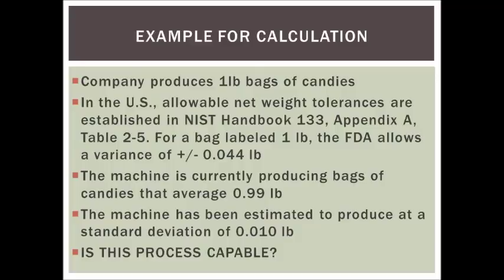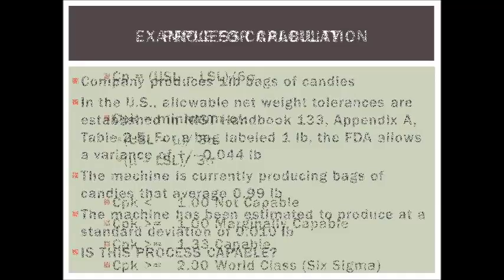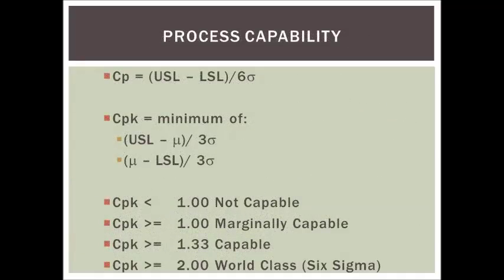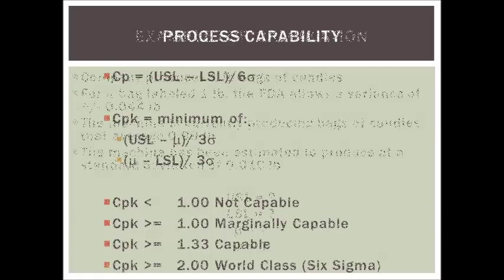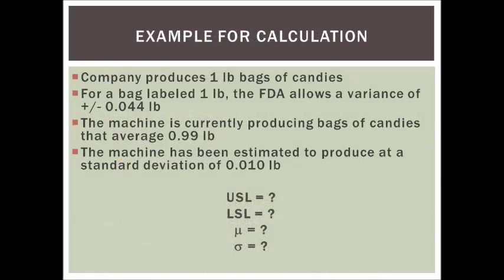And the first question that we're going to ask here is, is this process capable? So let me remind you of the formulas that we have for calculating process capability. We've already seen these formulas before, and these are the formulas that we're going to use to calculate the process capability. And I've actually given you in the problem statement all of these different numbers. So what I'd like you to do now is pause the video and figure out what all of these variables are that we are going to be using in these formulas.